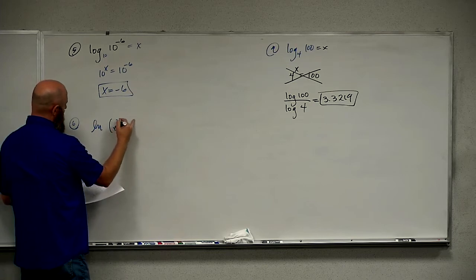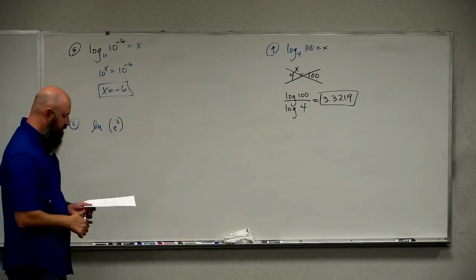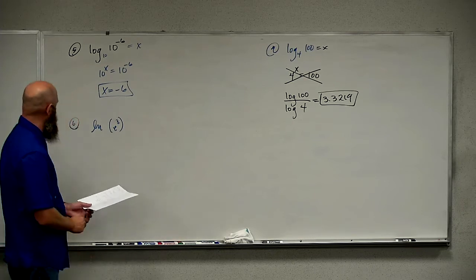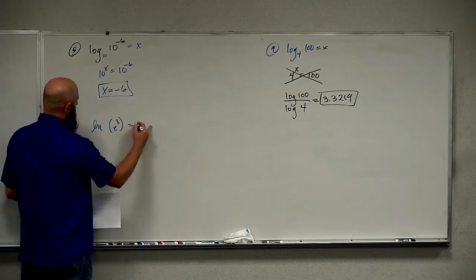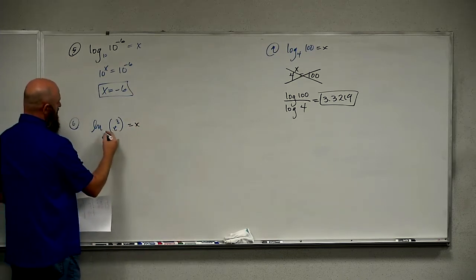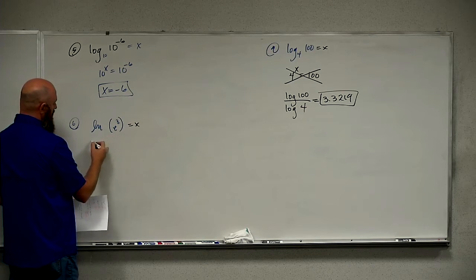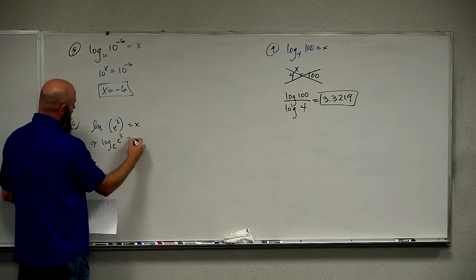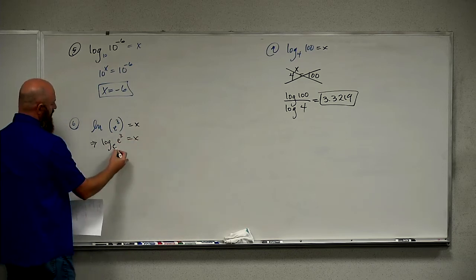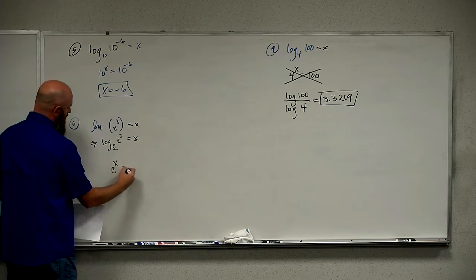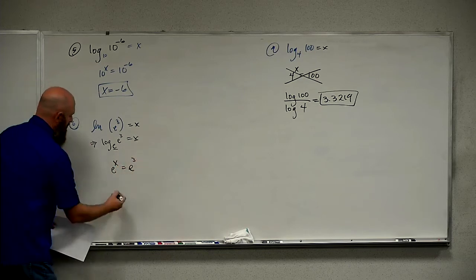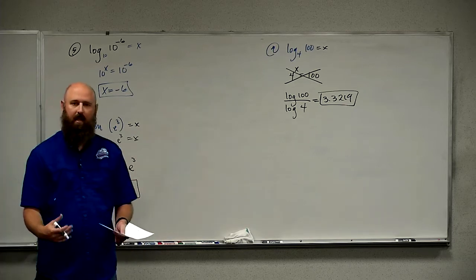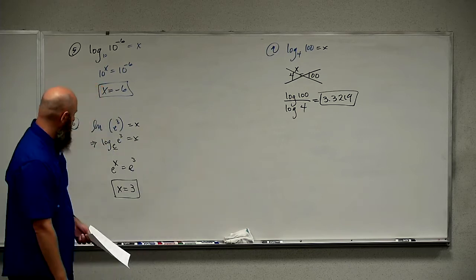ln of e to the third. All right, so again, I'm going to put equals x, remembering that this is a log base e. So if you need to rewrite this, this is log base e of e to the third equals x. So this e here to the x power equals e to the third. So that means x equals 3. We're going to find we always have that property there on those.